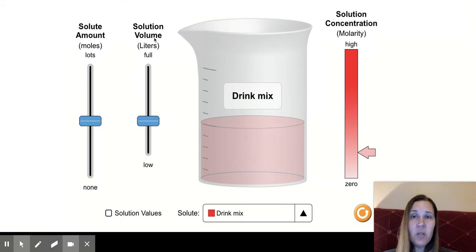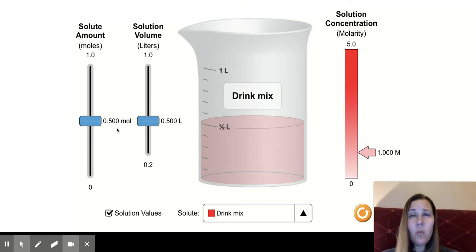Now, what they're showing us here is the volume of the whole solution. When you add the solute and you add your water and you stir it up, what is our volume in liters of this whole solution? This is going to give us how concentrated this is. Our Kool-Aid mix right now has 0.50 moles in 0.50 liters, and it tells us over here that we have a molarity of 1.